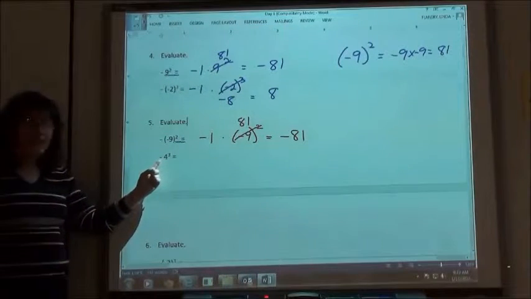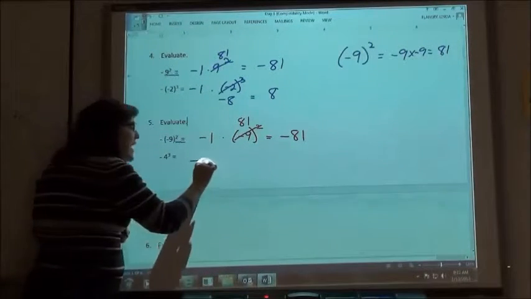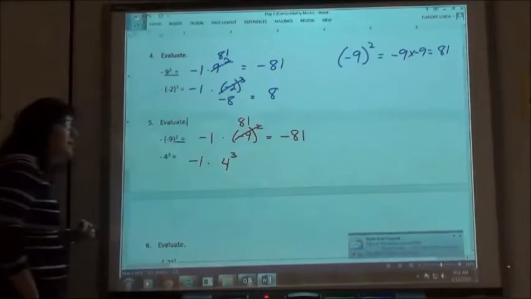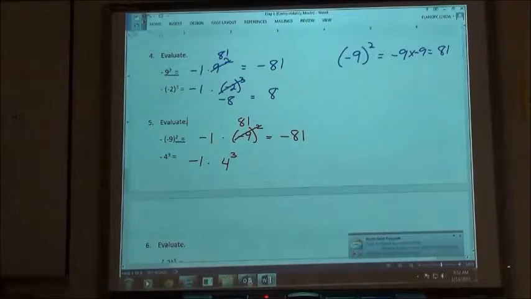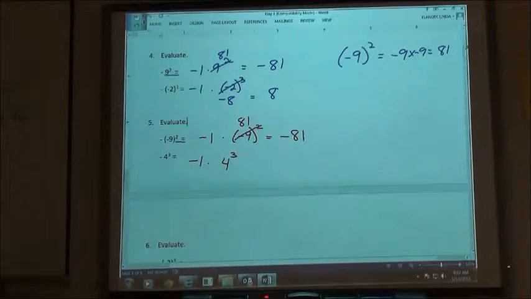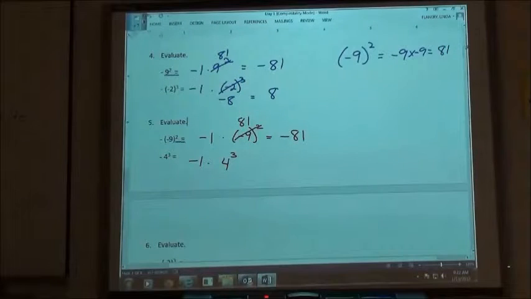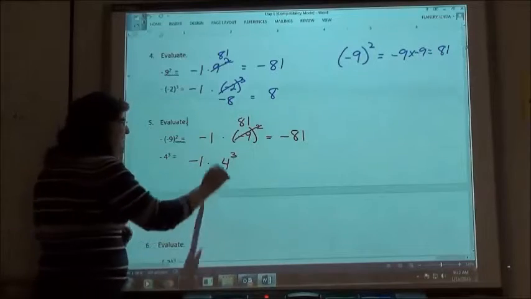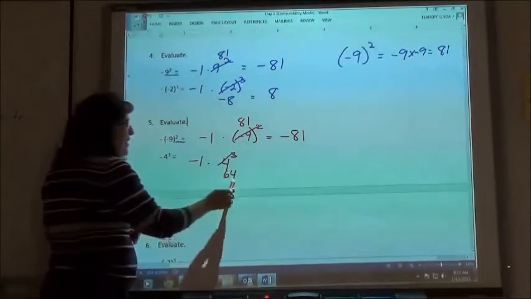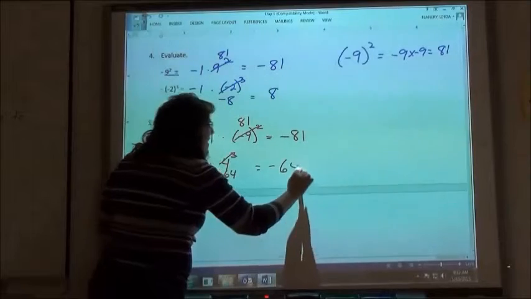This one, again, doesn't have parentheses. Technically what it means is -1 times 4 to the 3rd power. So I'm going to start out with doing 4 to the 3rd power. 4 times 4 times 4. Now you do have a cubed button on your calculator. It's over here, so you could do 4 and hit that X cubed button. So 4 cubed is 64. When I multiply it by my -1, I end up with -64.